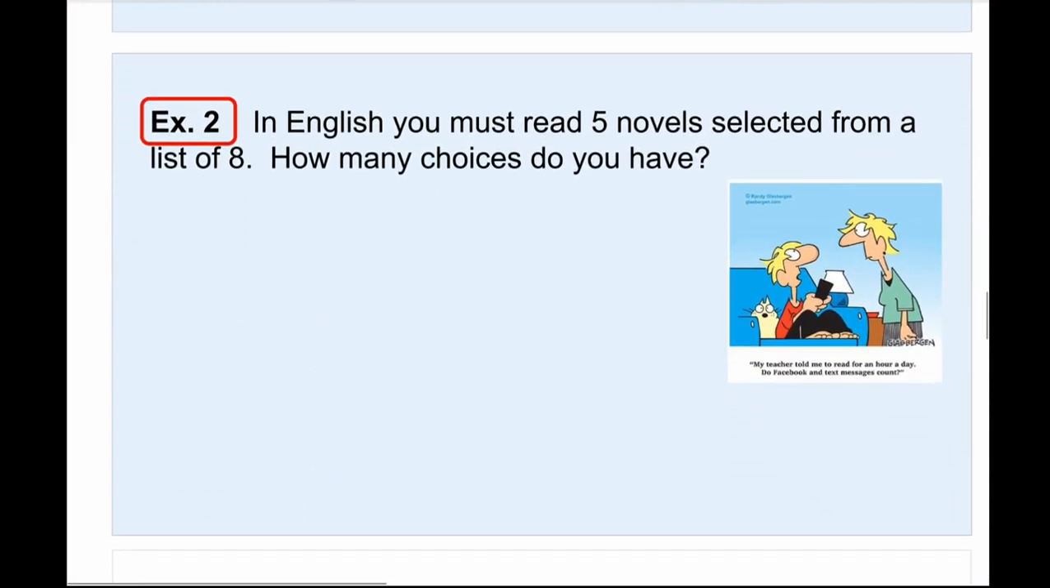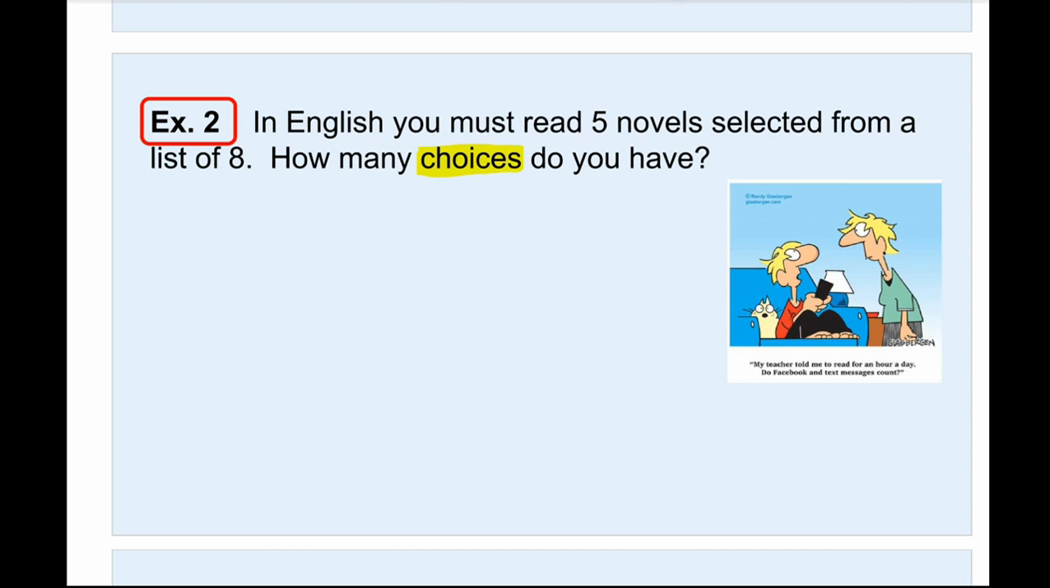Moving on to some word problems to use this in some context. In English, you must read 5 novels selected from a list of 8. How many choices do you have? The key thing here is choices. We're not trying to come up with how many lists of 5 novels we could create. We're not trying to arrange the 5 novels. I just want to know how many different options you have. You're not being told how to read them or in what order. So you just want to know how many different combinations you have.